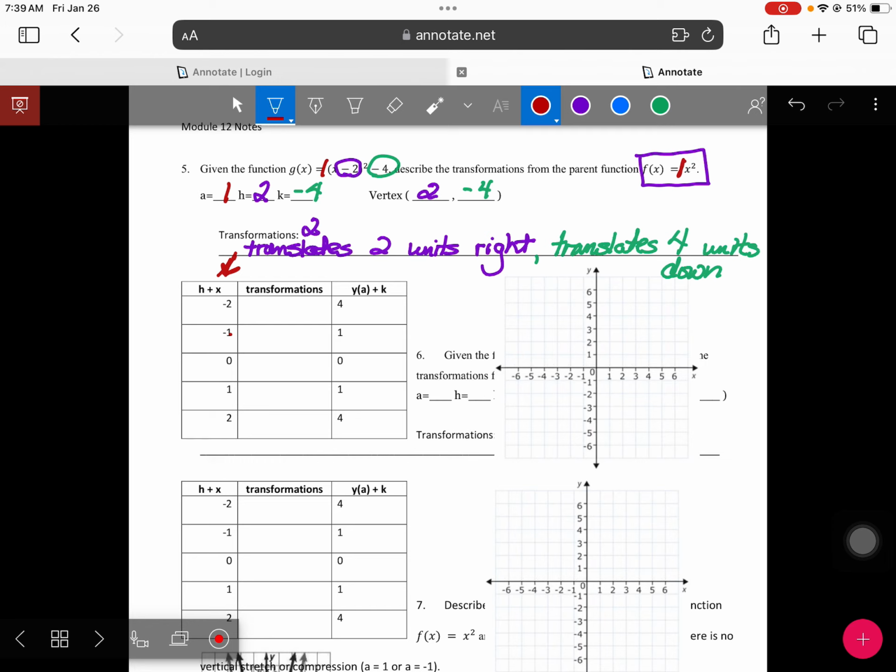And then if we put them in where y equals x squared, so if we do -2 squared, that's where we got this 4, which is my y value right here. If we do -1 squared, we get 1. 0 squared gives me 0, 1 squared gives me 1, and 2 squared gives me 4.